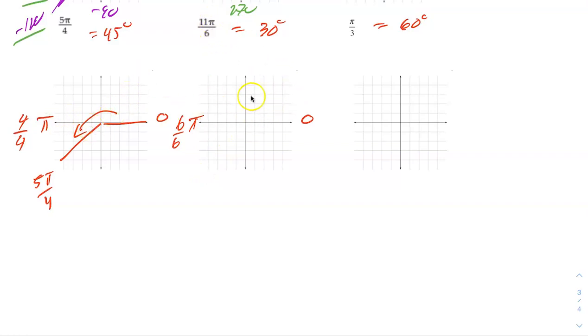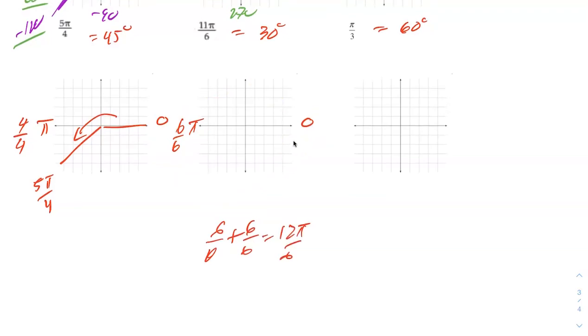I gotta get the 11, so what you do is you go around again. So 6 over 6, another 6 over 6. 6 over 6 plus 6 over 6 would equal 12 pi over 6. By the way, 12 pi over 6, same thing as 2 pi. That's why that's this. So that's 12 pi over 6. So we're a little short of that. We haven't got there yet, so we're in this quadrant. 11 pi over 6 is over here.